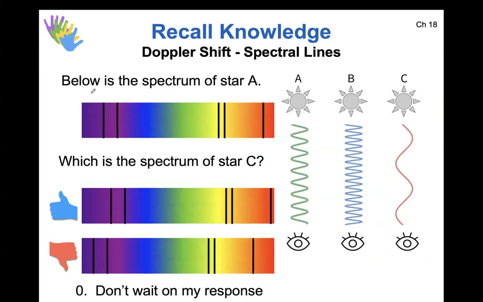Okay, so we've got an example spectrum right here for the star at rest, which is star A. And then they ask, which is the spectrum of star C? I won't check chat, but take a minute and think about it. So now we know that star C is moving away. We know it's red shifted.